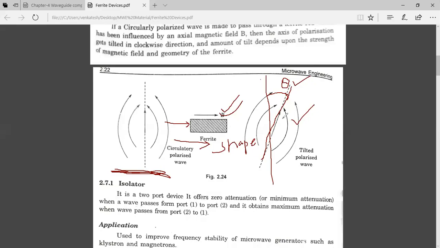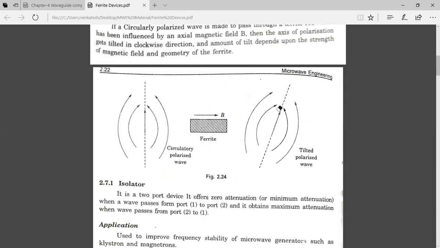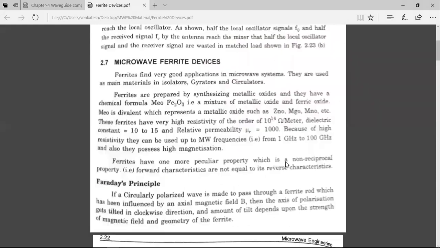So this is how we can explain Faraday's rotation, and the Faraday's principle. Now you have got an idea about this Faraday's principle. Let me go over it once more, then we'll get into the classification. The Faraday devices are constructed using oxide materials like zinc oxide, magnesium oxide, and manganese oxide.